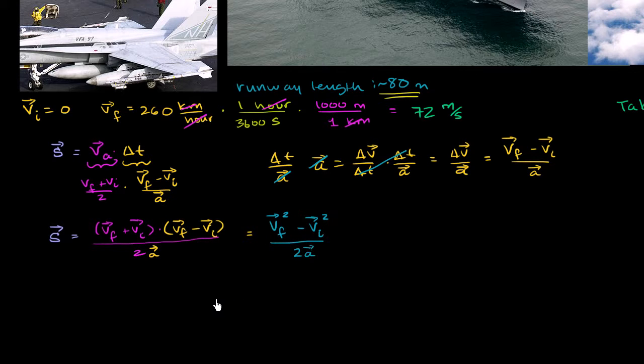Now, what's really cool here is we were able to derive a formula that just deals with the displacement, our final velocity, our initial velocity, and the acceleration. And we know all of those things except for the acceleration. We know that our displacement is 80 meters. We know that our final velocity is 72 meters per second. And we know that our initial velocity is 0 meters per second. And so we can use all of this information to solve for our acceleration.